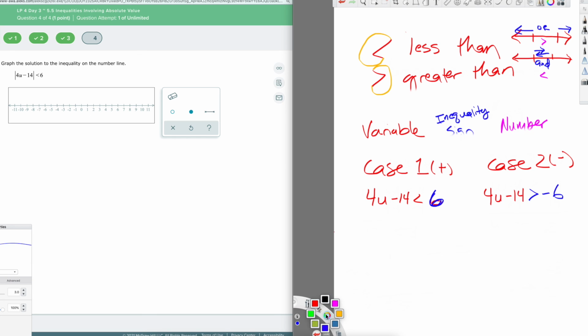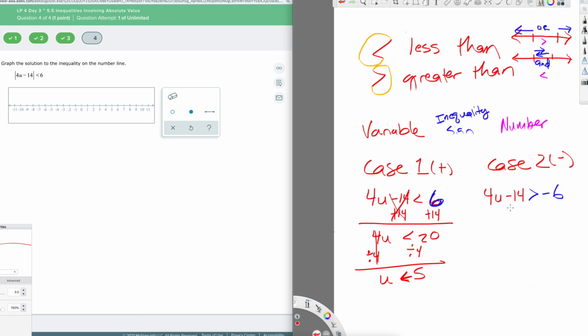All right, so let's go ahead and solve this. So I'm going to add 14 to both sides because I'm subtracting 14. 14 minus 14 cancels. 6 plus 14 is 20. Divide by 4. Divide by 4. 4 divided by 4 cancels. And 20 divided by 4 is 5. So I have my first piece. Remember, that's going to be in that direction.